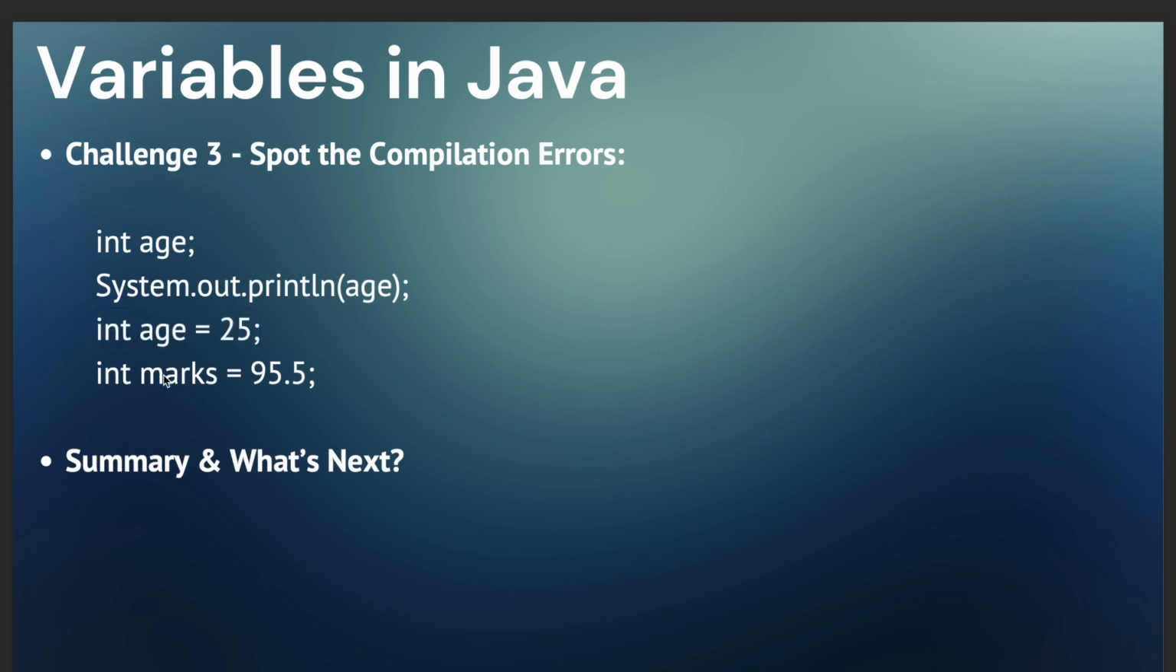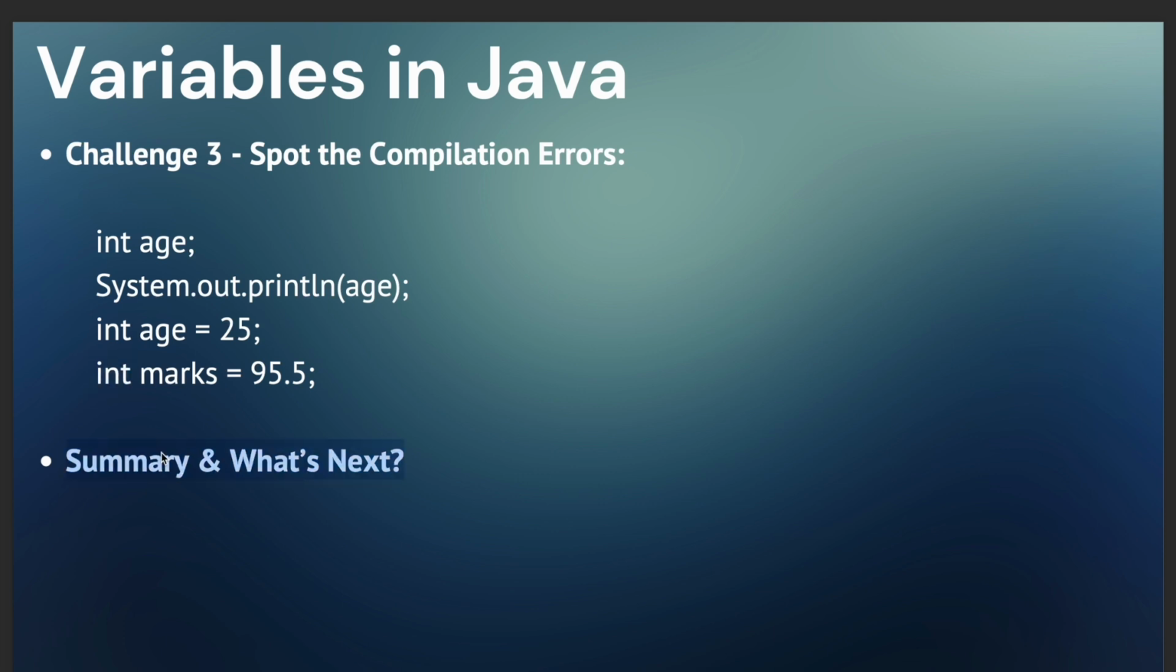And the third problem is int marks = 95.5. 95.5 is a double literal, so it cannot be assigned directly to an int variable without a loss of precision error. We will learn much more about numeric literals and type conversion in future lessons.